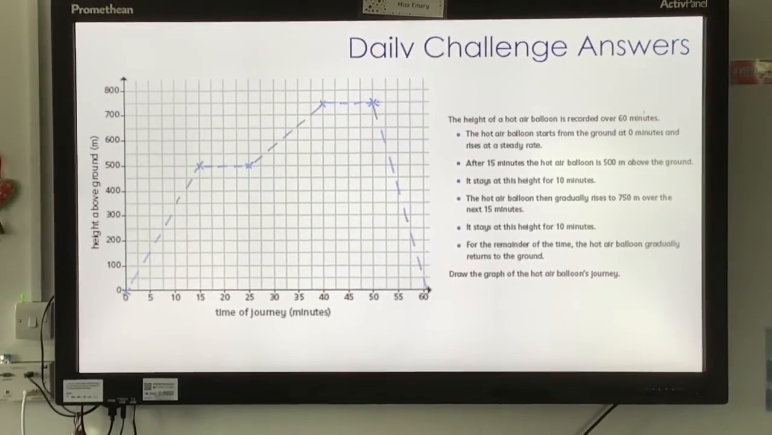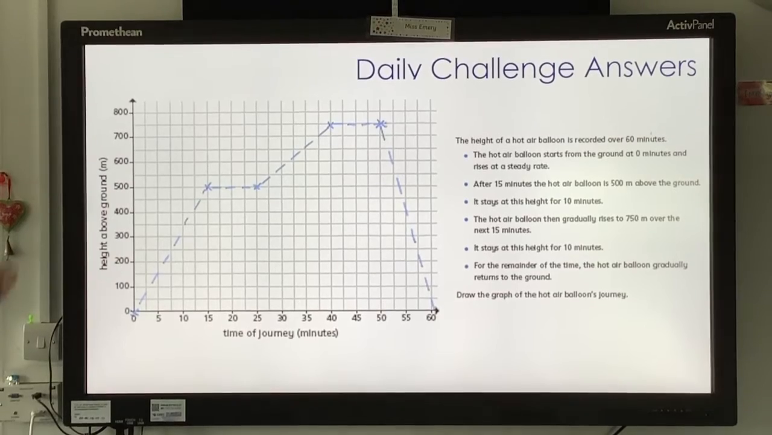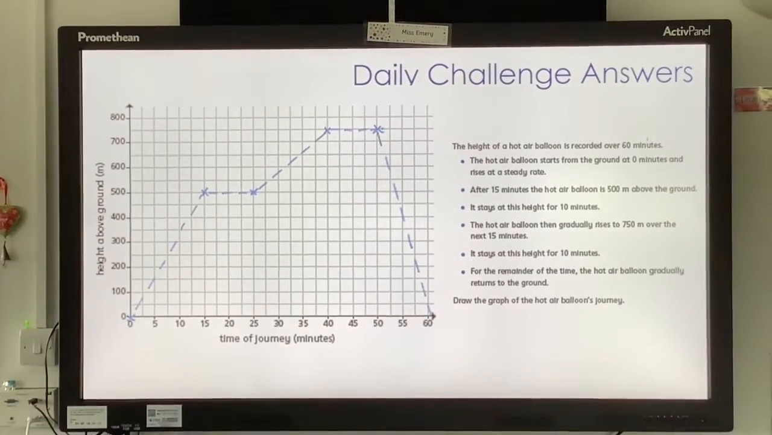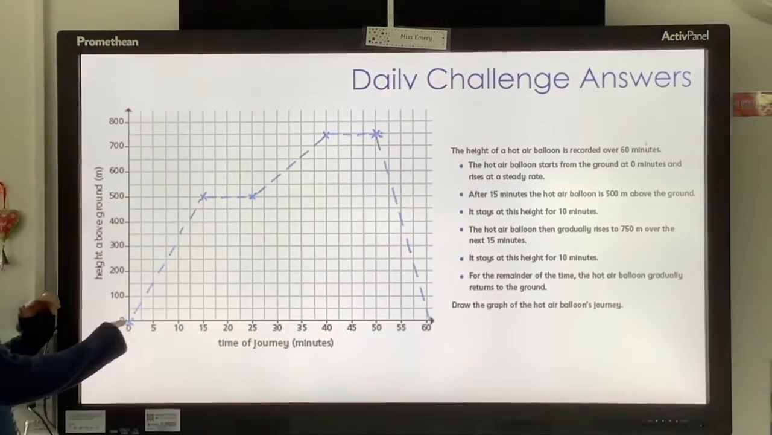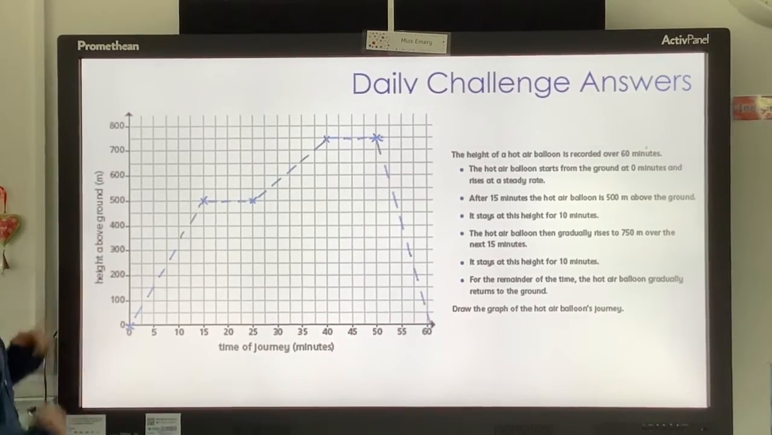We're losing the plot. We are. So, this is your story of a hot air balloon. So you had up the side, height above the ground, then time of the journey. So the hot air balloon starts from the ground at 0 minutes. Hopefully you knew that your first point went here because it hasn't left the ground yet and it is 0 minutes. So your first point should have been there.